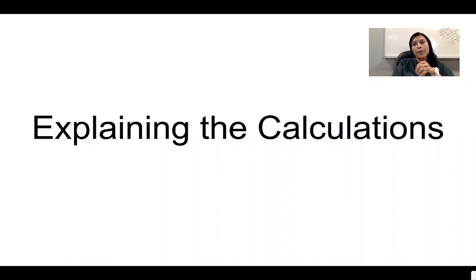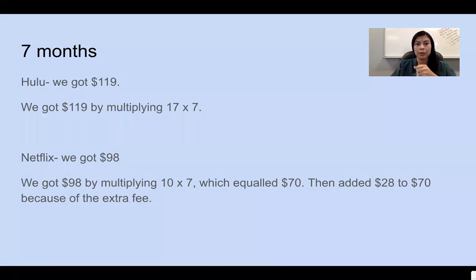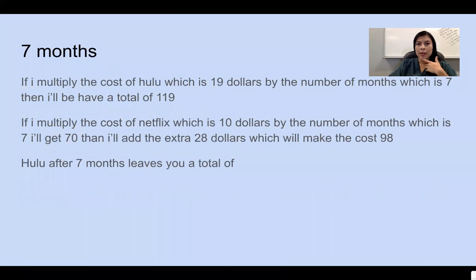We didn't just want to focus on what the answers were, but on how you can explain how you got those numbers. So right here, this is for 7 months. What they did was write what they got, and they explained for Hulu that they multiplied 17 times 7, and then for Netflix they multiplied 10 times 7, and then they added 28 to that 70. So these are a couple of examples for 7 months.